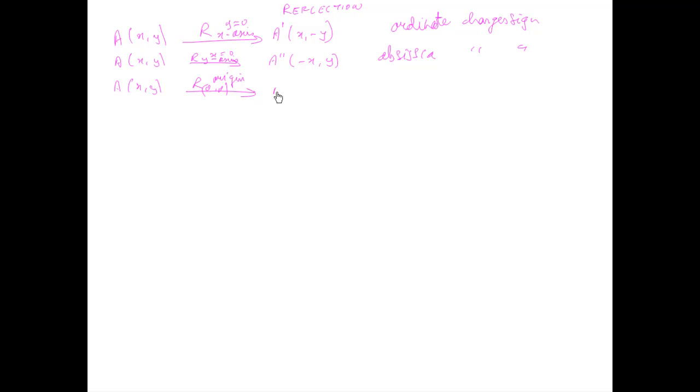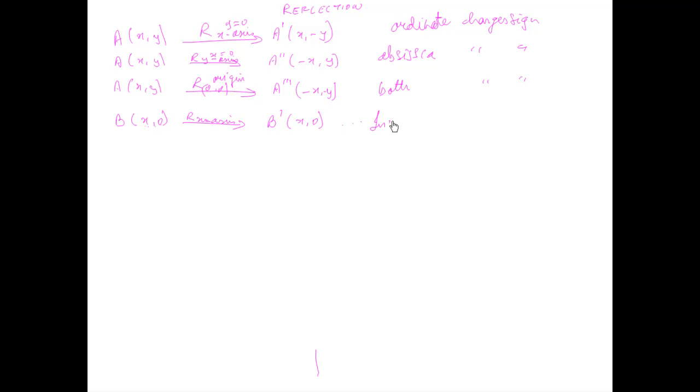Reflected in the origin, children, gives you the coordinates of a point where both change sign. But if you have a point on the mirror line, for example a point B as x comma 0, reflected in the x-axis, we know the ordinate changes sign. However, this point is on the x-axis. When it's reflected to give B dash, it'll still remain the same. It does not change.